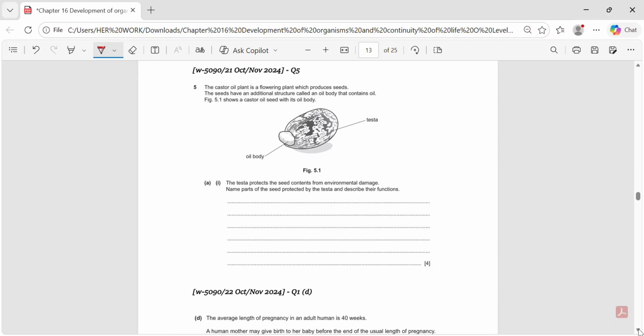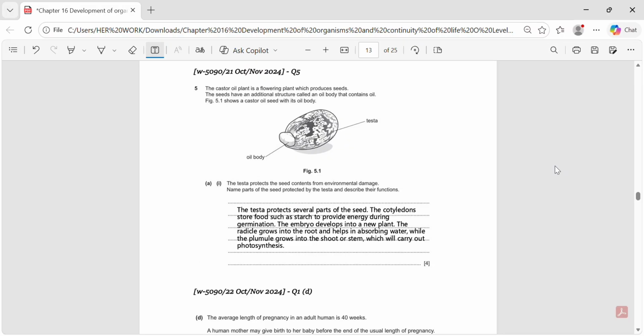Next question is, the castor oil plant is a flowering plant which produces seeds. It further says, the seeds have an additional structure called an oil body that contains oil. Figure 5.1 shows a castor oil seed with its oil body, and mentions parts like testa and oil body. Part A says, the testa protects the seed contents from environmental damage, and asks, name parts of the seed protected by the testa and describe their functions. So, this question is asking us to identify the important internal parts of a seed that are protected by the testa, which is the outer covering, and then explain what each of those parts does during germination and growth.